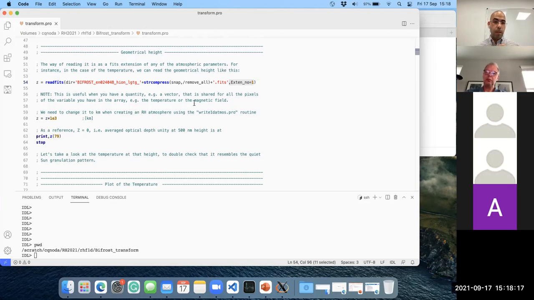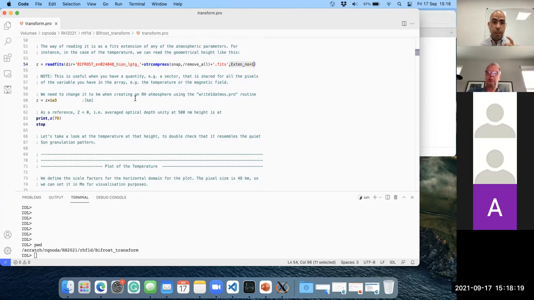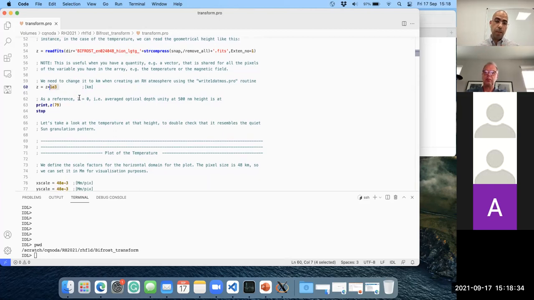Okay. Then the only thing we need to do here is that for the RH 1D atmos, if I'm not wrong, you need to have it in kilometers. So we just multiply this by 1000, and then we have it in kilometers. And in the technical note, they also said that Z equals 0 is defined to the height where the optical depth at 500 nanometers is on average unity.